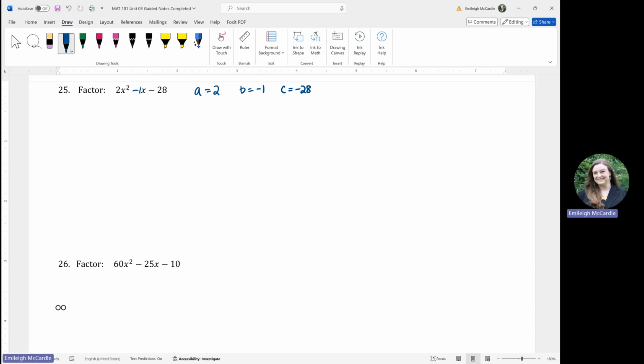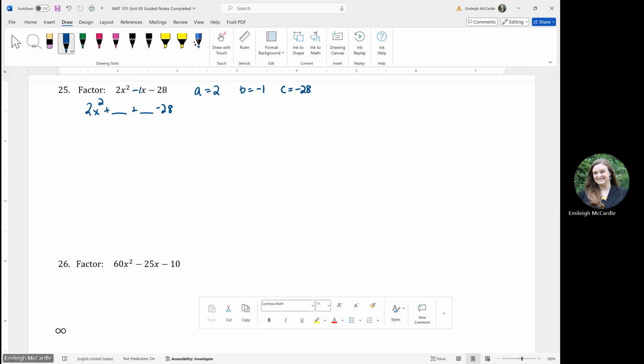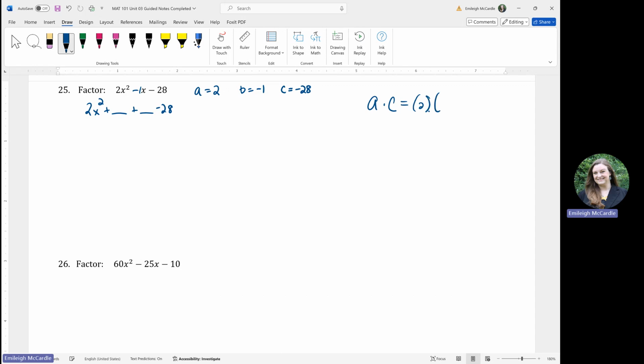Next step, we're going to break the problem apart and make that middle term 2 terms, 4 total. So this would be 2x squared plus blank minus 28. Okay, and now we've got to figure out what goes in there. So that's coming over to the side and doing A times C. So A in this problem is 2. C in this problem is -28. And when we multiply that, we get -56.